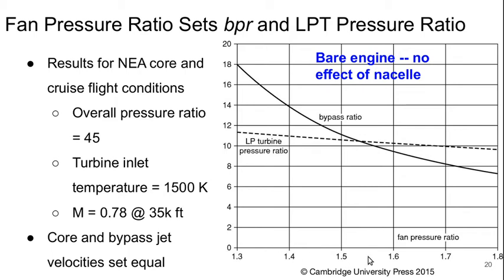On the horizontal axis, we have fan pressure ratio, and then there are two curves shown here: the bypass ratio in solid black and the dashed line, which is the low pressure turbine pressure ratio. You see that they both vary, but the bypass ratio varies much more strongly, and that they both decrease as the fan pressure ratio rises.